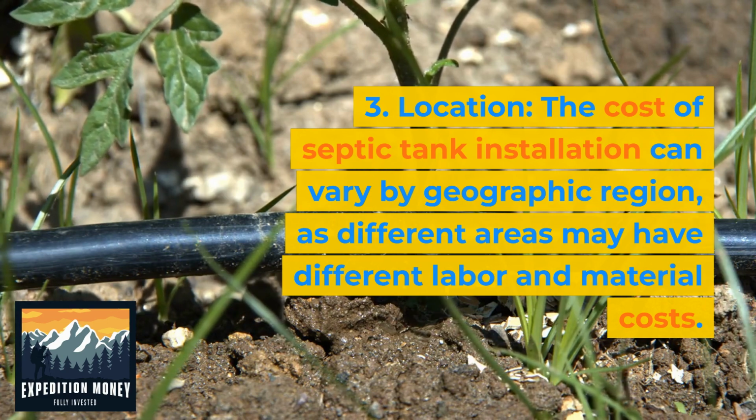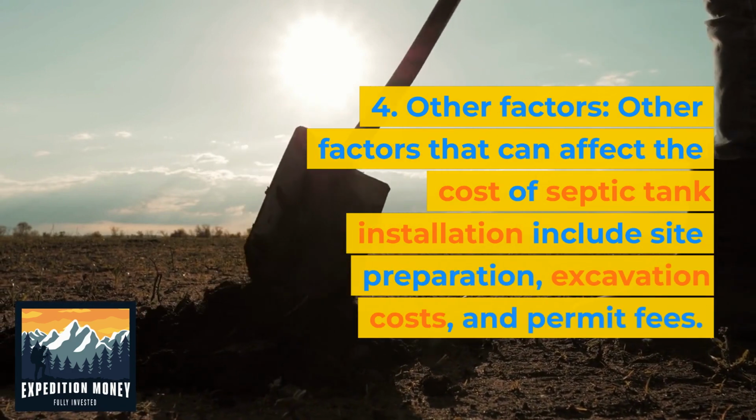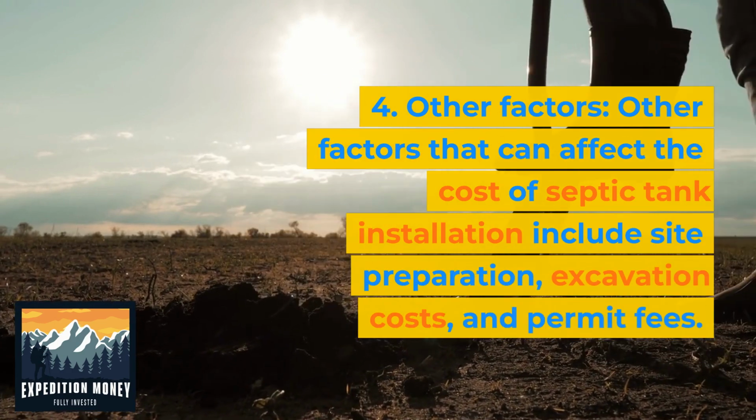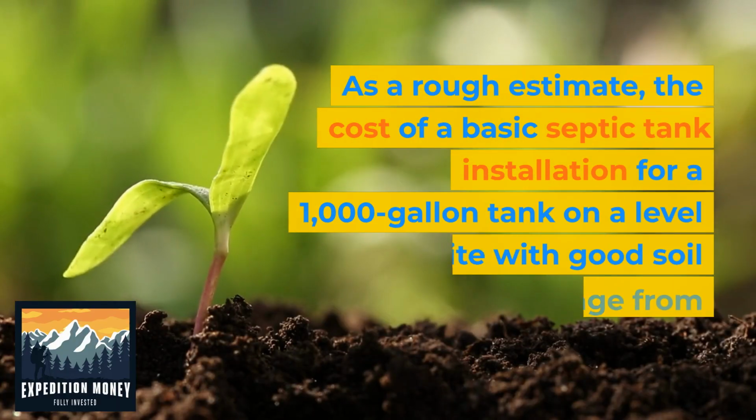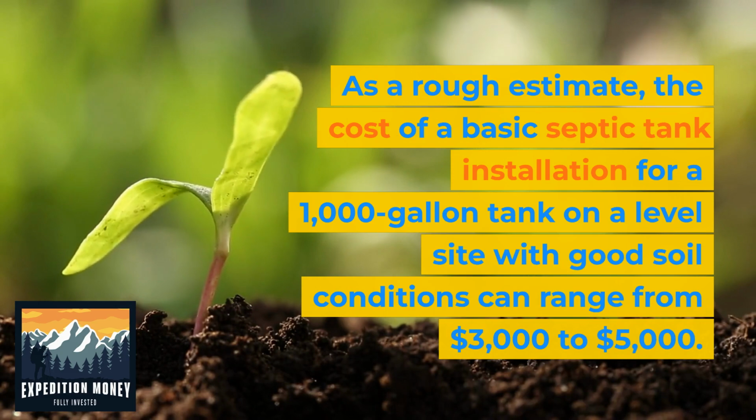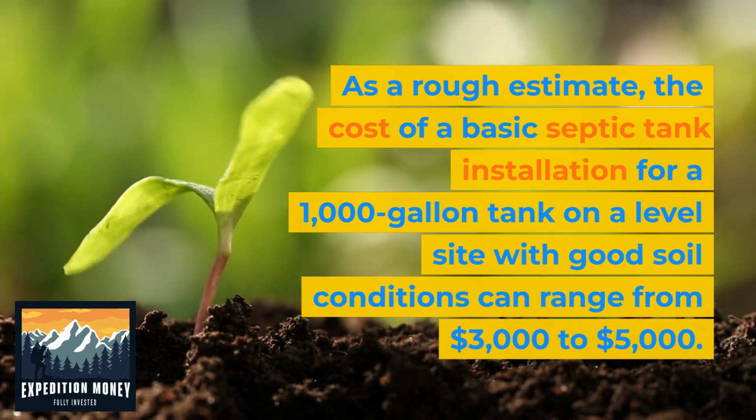and material costs. Other factors that can affect the cost of septic tank installation include site preparation, excavation costs, and permit fees. As a rough estimate, the cost of a basic septic tank installation for a 1,000-gallon tank on a level site with good soil conditions can range from $3,000 to $5,000.